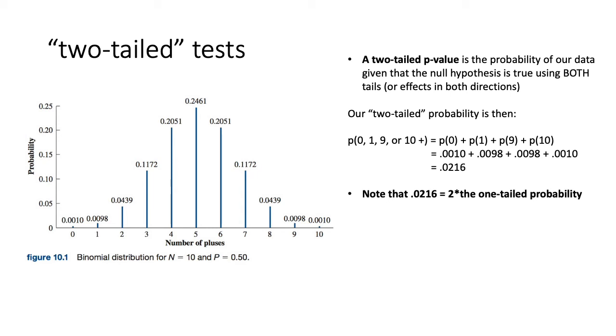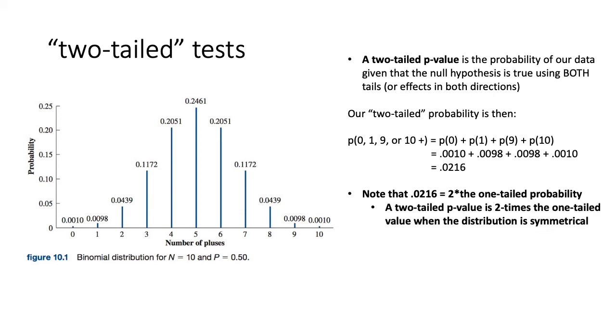Now notice what's happening here, right? 0.0010 plus 0.0098 plus 0.0098 plus 0.0010. Well, we already know what 0.0010 plus 0.0098 is. It's that 0.0108 that we already computed. This 0.0216, our two-tailed probability, is just 2 times that one-tailed probability.